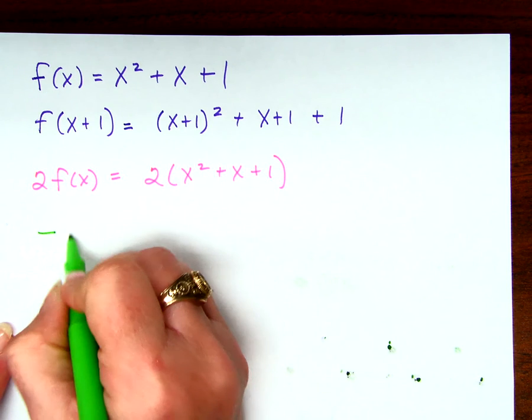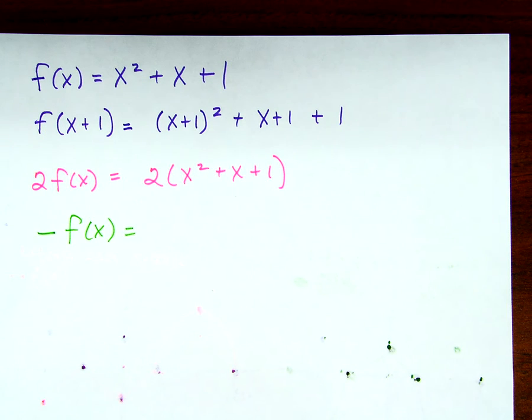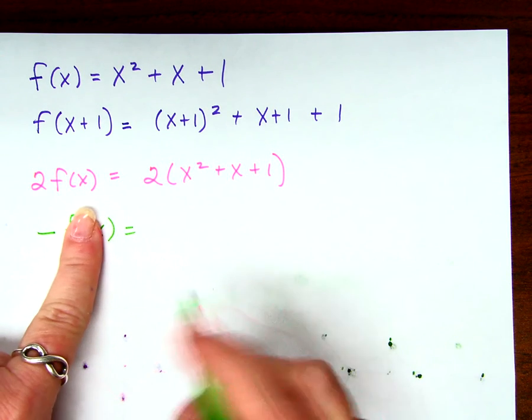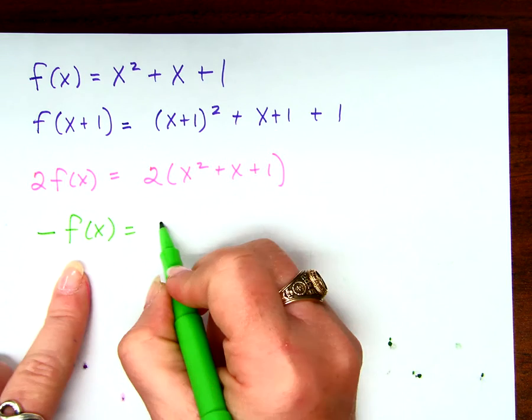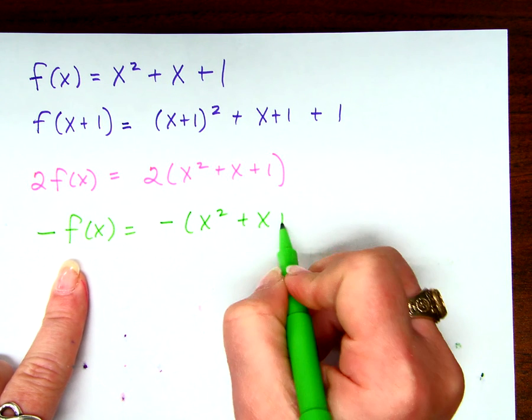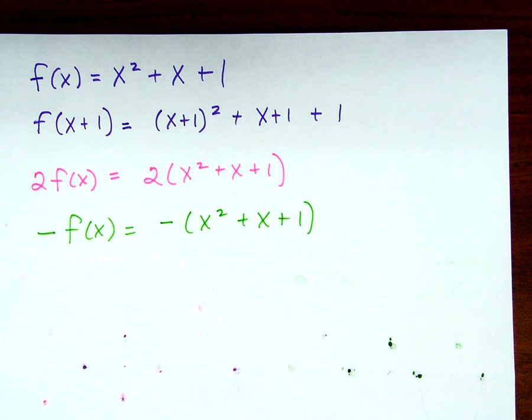What about this? Negative f of x. What's it asking me to do transformation-wise? Perfect. Reflected over the x-axis. Okay. Algebraically, what is it asking me to do? Take the function, multiply it by negative. Absolutely. Negative x squared plus x plus 1. Is that a perfectly fine answer? Could we multiply it out if we wanted to? Yes.